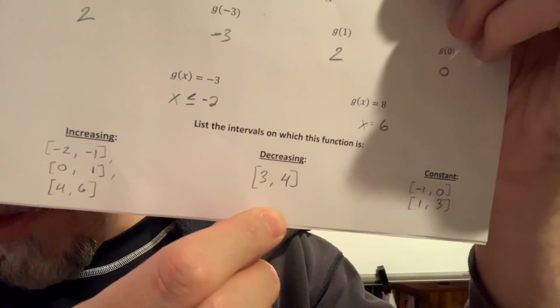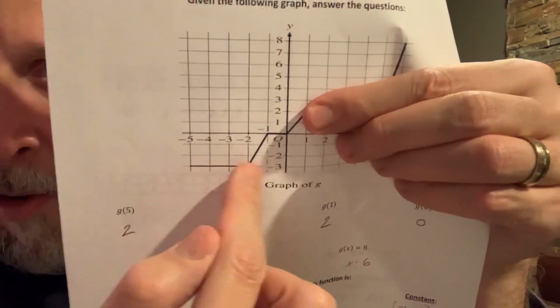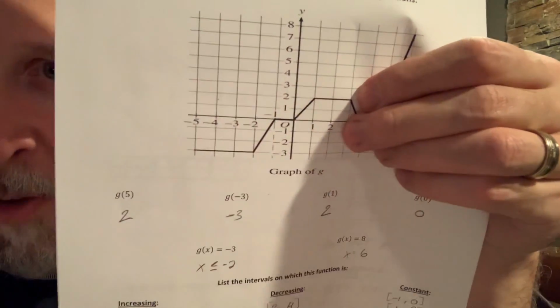Areas where it decreases. There's only one area where it decreases, and that's this little loopy part down there. So it decreases between 3 and 4. And constant. Well, it's actually constant in 2 spots. It's this part over here, it's constant, and this part over here, it's constant.